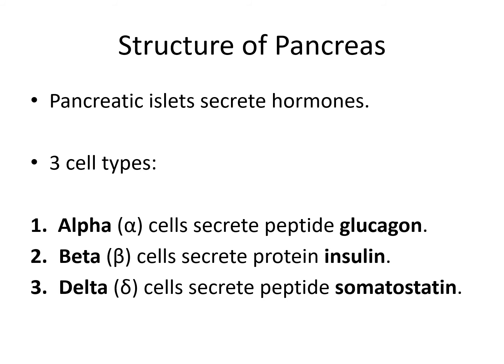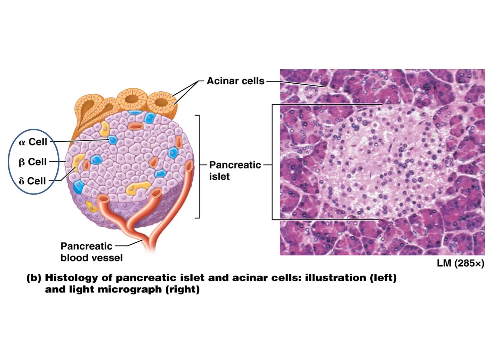Now, the pancreatic islet cells, or the islets of Langerhans, secrete hormones. There are 3 cell types: alpha, beta, and delta. Alpha cells secrete the peptide hormone glucagon. Beta cells secrete the protein hormone insulin. And delta cells secrete the peptide somatostatin, which we mentioned before in the brain. So here, they color-coded it for you to be able to tell them apart, but normally you can't really see them too distinctly: alpha cells, beta cells, and delta cells. So of course, you should know which cells secrete which hormones.